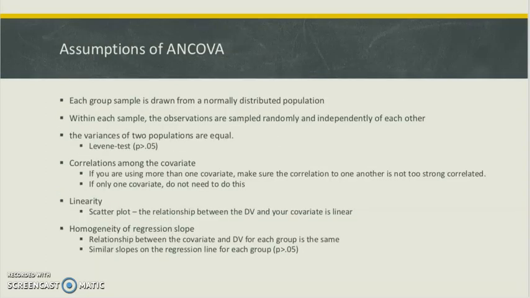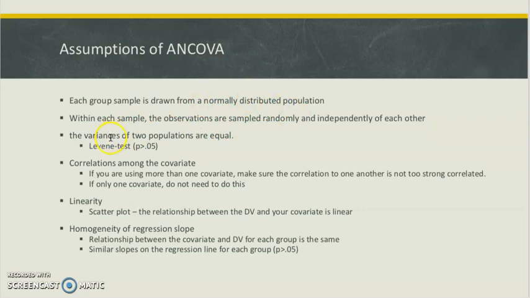So what are the assumptions that you have to fulfill for doing ANCOVA? There are 6, depending on your research. Can be 5 or 6 actually. The first one, each group sample is drawn from a normally distributed population. This is very common for all of you. And the second one, within each sample, the observations are sampled randomly. So randomly selected, normally distributed, very common.